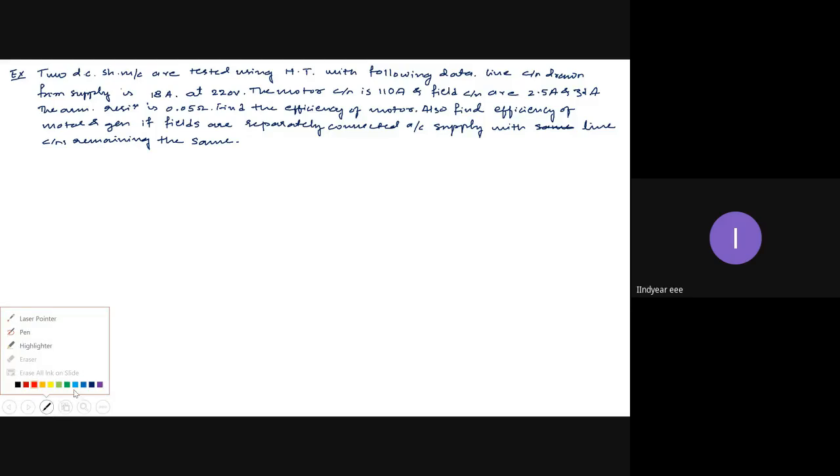Can you see the slide? Yes, is the slide visible? Yes, sir.